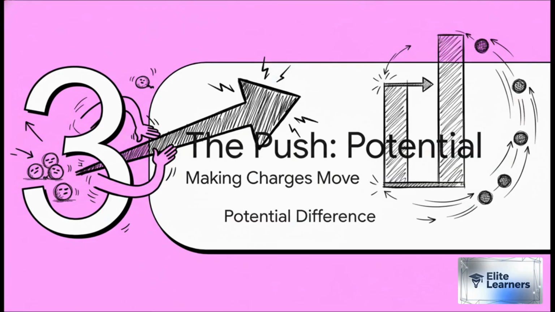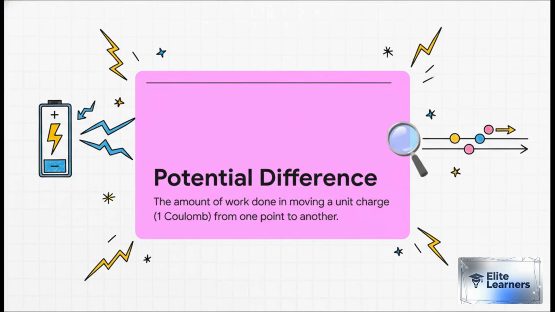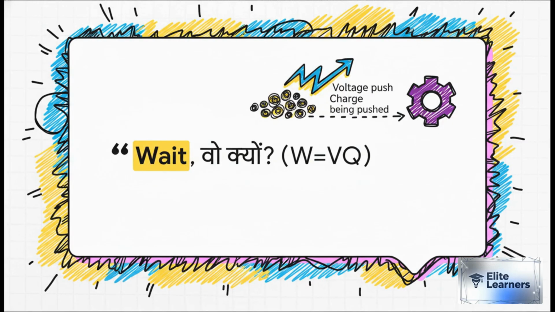So, we've got current, which is moving charge. But here's the thing. Charges don't just move on their own. They're actually kind of lazy. They need a push to get going. And in electricity, we call that push potential difference. A really good way to think about it is like electrical pressure. You know, take a battery. It doesn't create new charges. It just provides the push, the potential difference that forces all the charges that are already sitting in the wire to start moving.